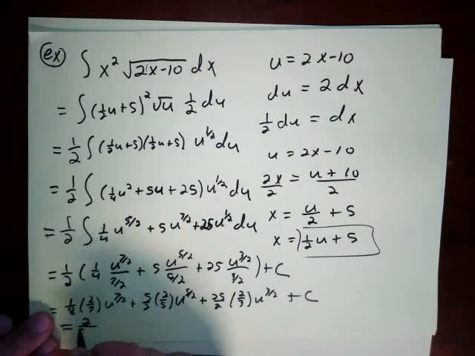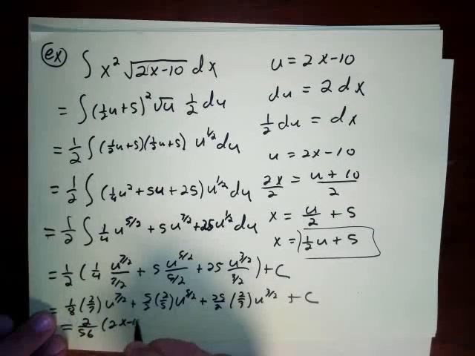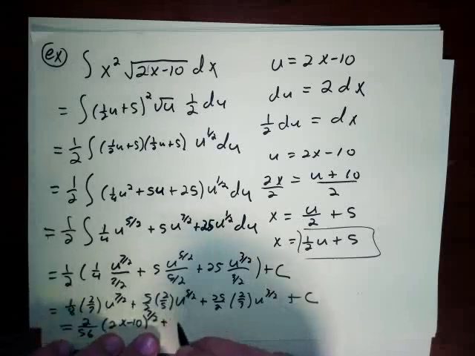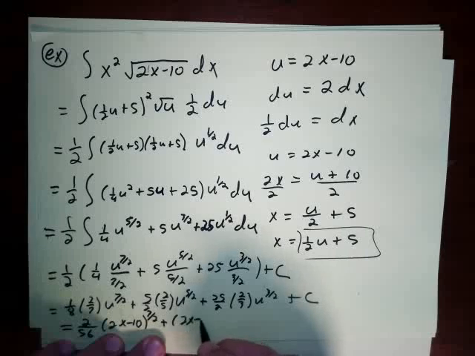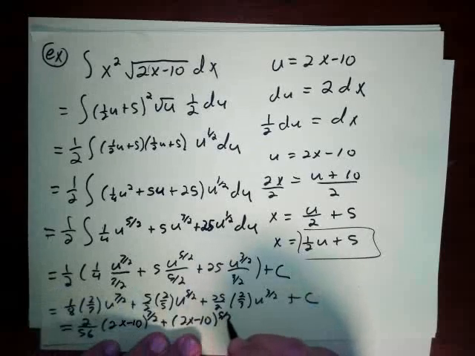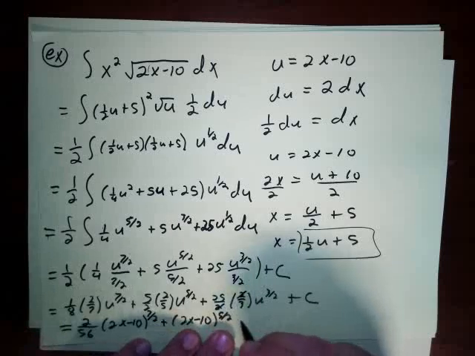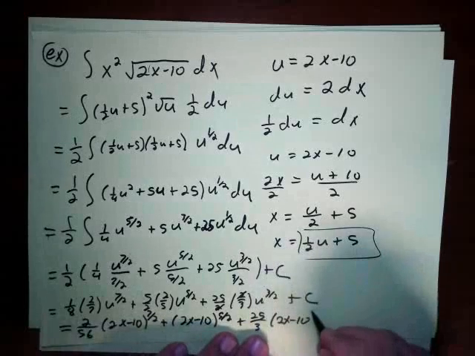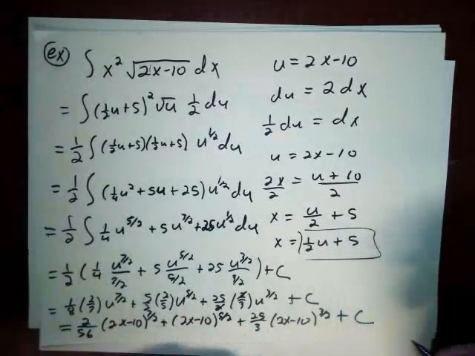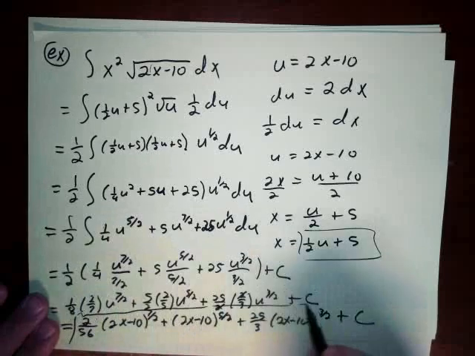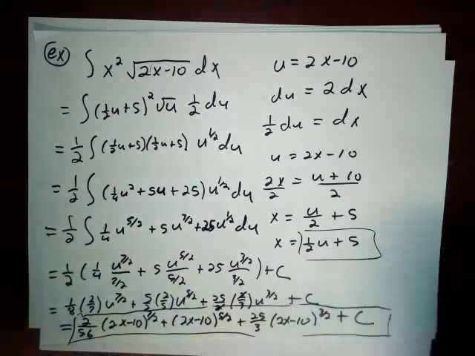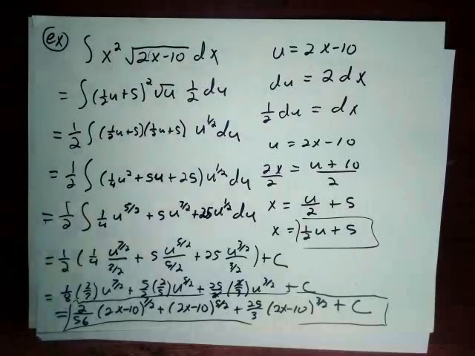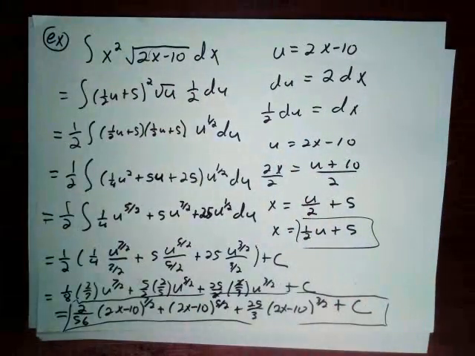So this would be 1/28 (2x minus 10) to the 7/2, and this would be plus, this just goes away, and I got (2x minus 10) to the 5/2, and then these cancel out, and I get plus 25/3, and this would be (2x minus 10) to the 3/2, and plus c. So you can see that oftentimes antiderivatives can be big, long, messy formulas, okay? But there you go. That's how you can use the substitution method to solve something like that.